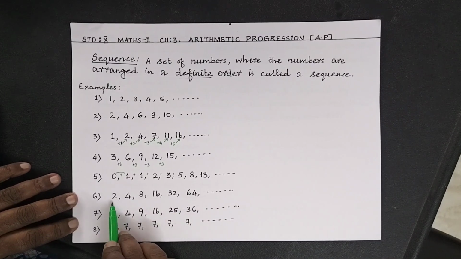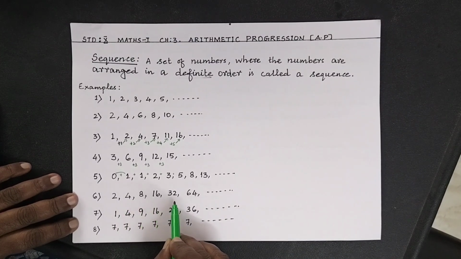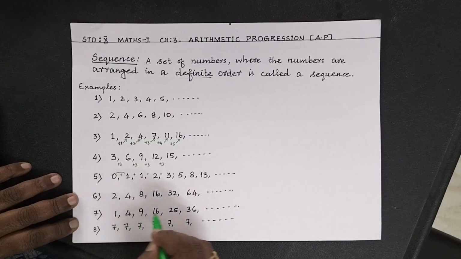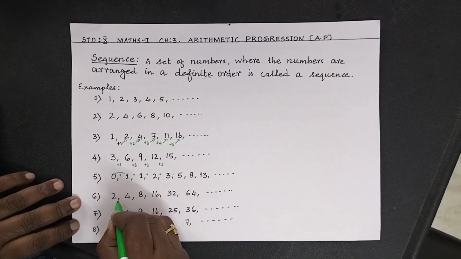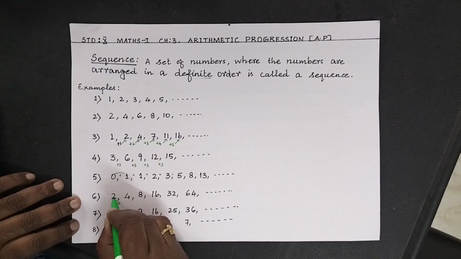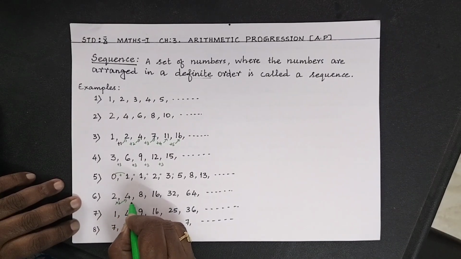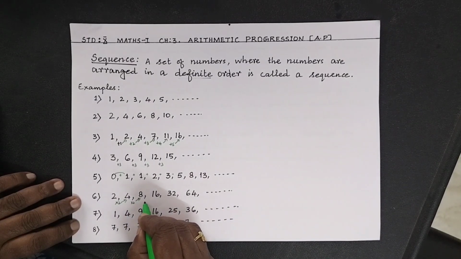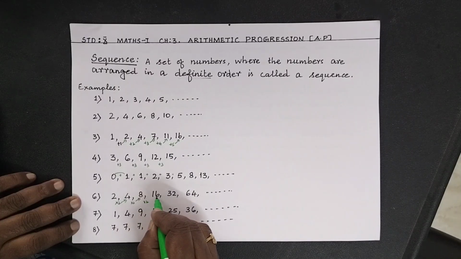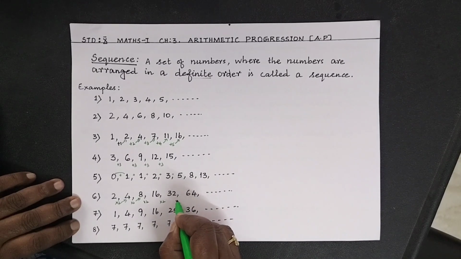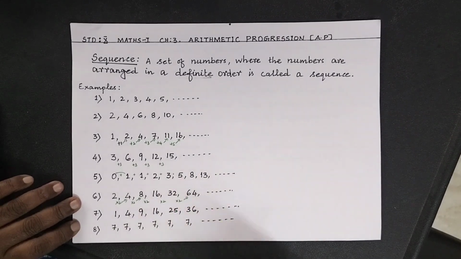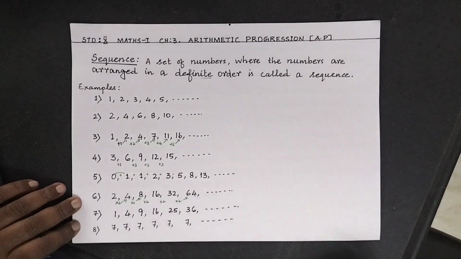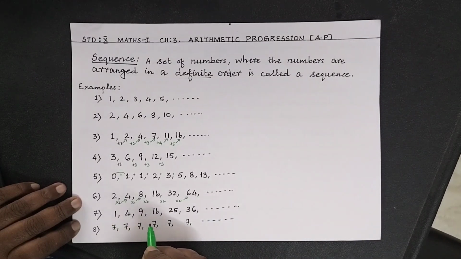Now next 2, 4, 8, 16, 32, 64, etc. Now what is the pattern here? Now when you multiply the first number by 2, you are getting the second number, and the second number multiplied by 2, you are getting the third number. Similarly, the third number multiplied by 2, you are getting the fourth number. Again when you multiply 16 by 2, you are getting 32 and it will go on that way.